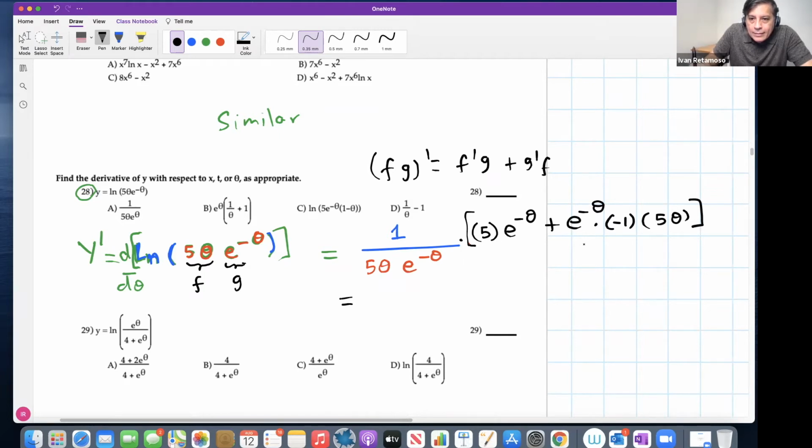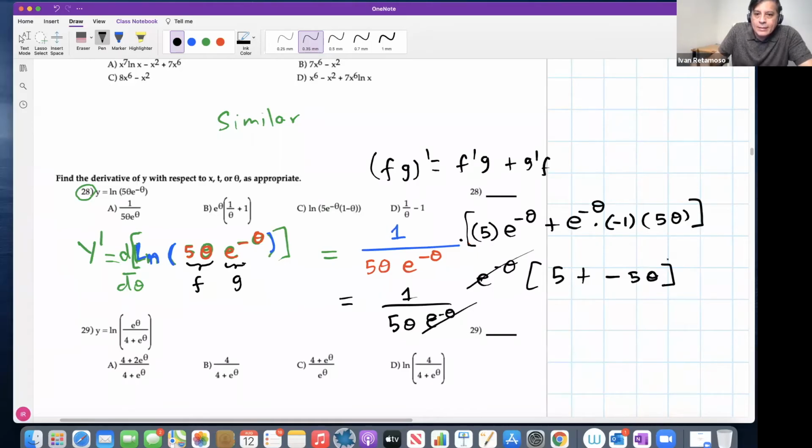Yeah, let's factor out e to the theta. I see this. We should have followed the properties of logs to simplify this. It's better. Minus 5 theta. Yeah, right. I factor out this so that I can cancel this e to the minus theta with this e to the minus theta, right? They cancel. So what is left?